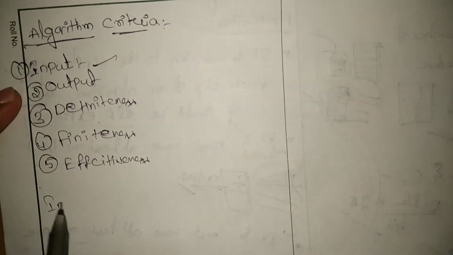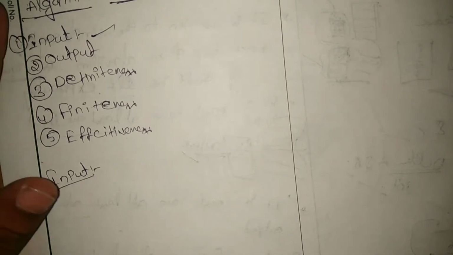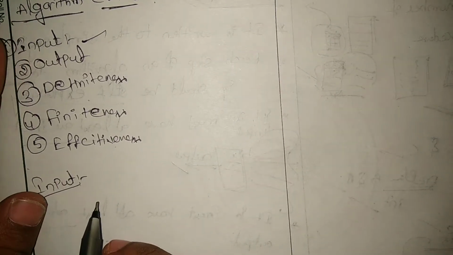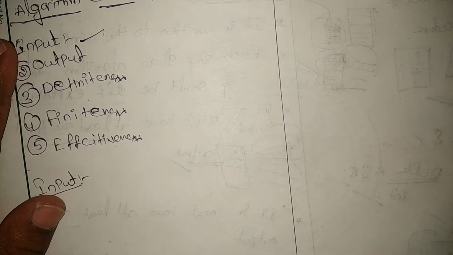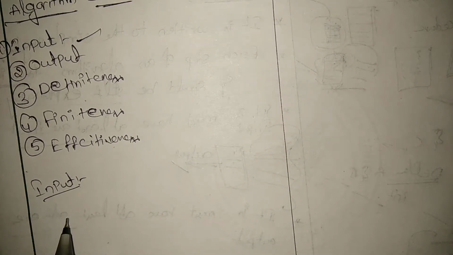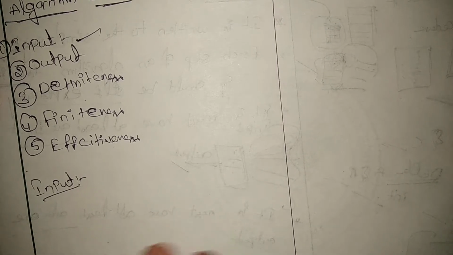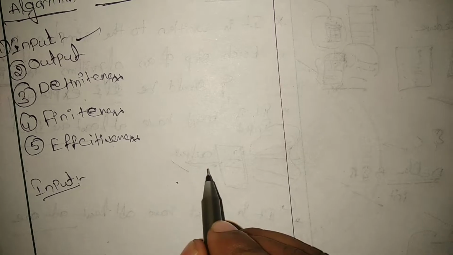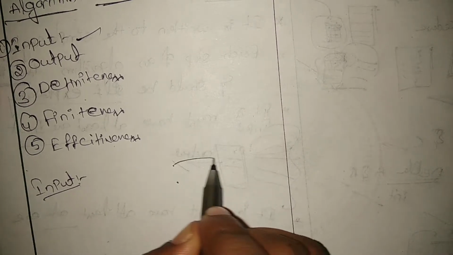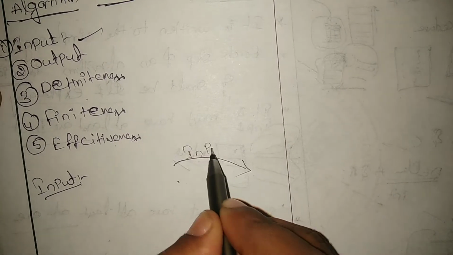First one is input. In every algorithm, these are very important criteria. Every algorithm must and should have some particular input. In every algorithm there are zero or more quantities that are externally supplied. To perform an operation, there must compulsorily be some particular input.